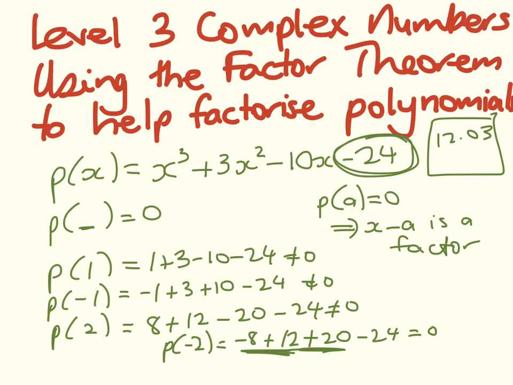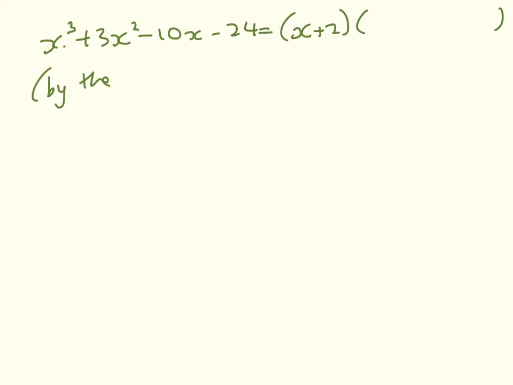I'll go on to a new slide. We're trying to factorise x cubed plus 3x squared minus 10x minus 24. We've just figured out that x plus 2 is going to work, and we know that by the factor theorem. Now we don't strictly have to say that if we were just asked to factorise, but that is how we know that. We're going to match up the coefficients.